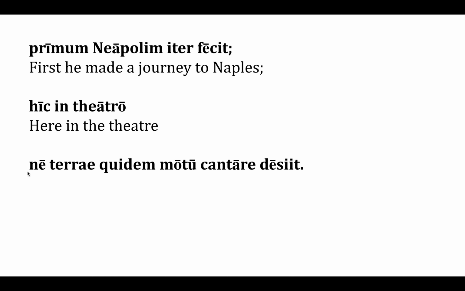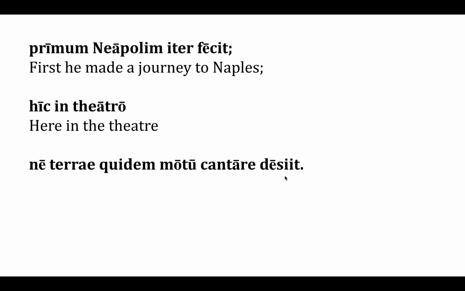Now the next word is ne. And ne in Latin can do a few things, but mostly ne is followed by subjunctive. So ne plus subjunctive means in order not to do something. So a negative purpose clause.